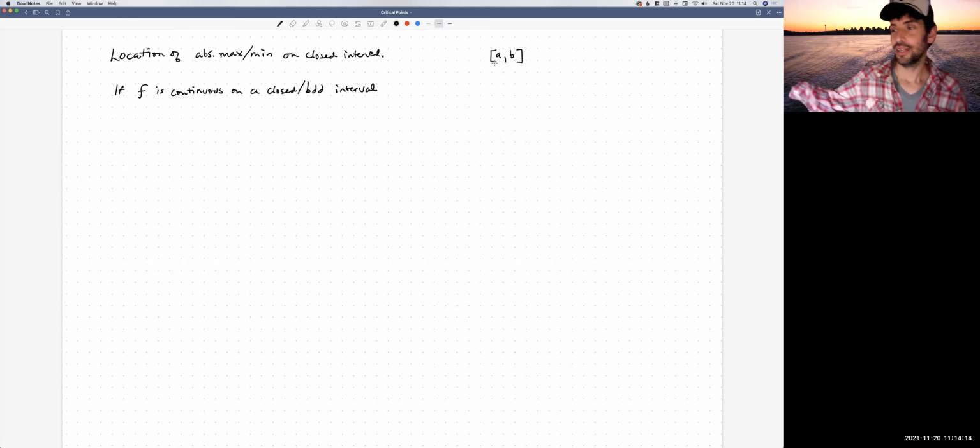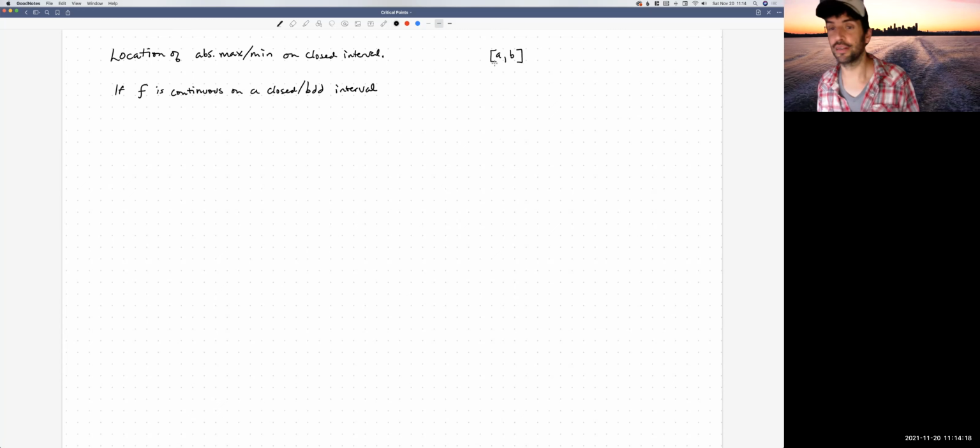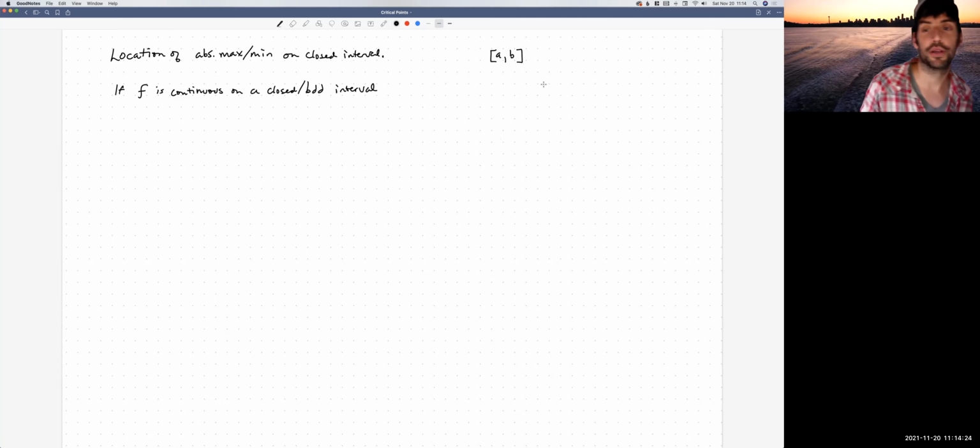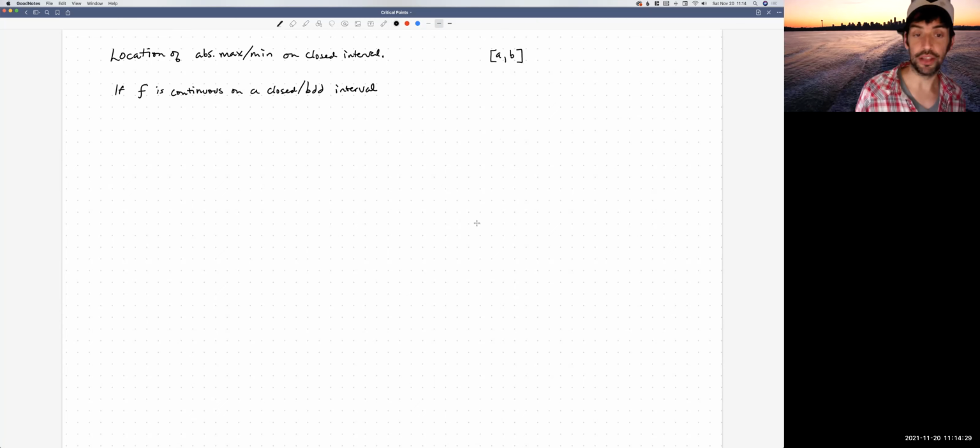Bounded just means it's within some values. It doesn't get too large or too small. That's a good way to think about it. And since this is a single interval, it's always going to be bounded, right? It's not going off to infinity somehow. So anyways, we've got a closed interval, and our function is continuous on it. We'll call this I.